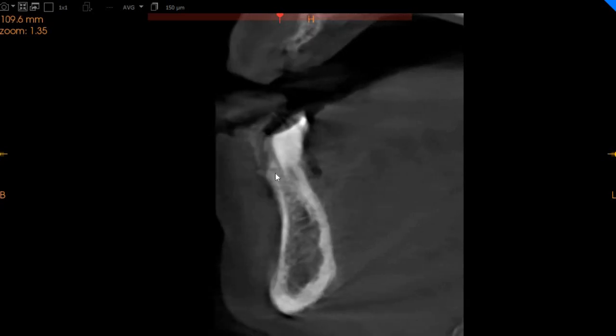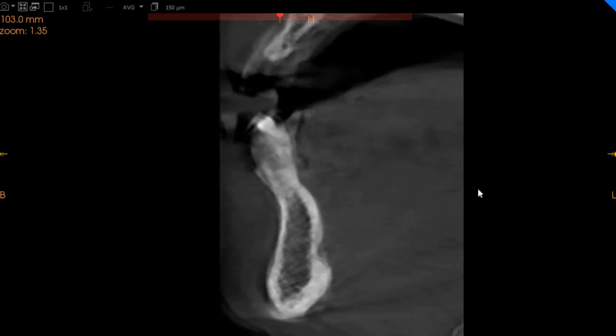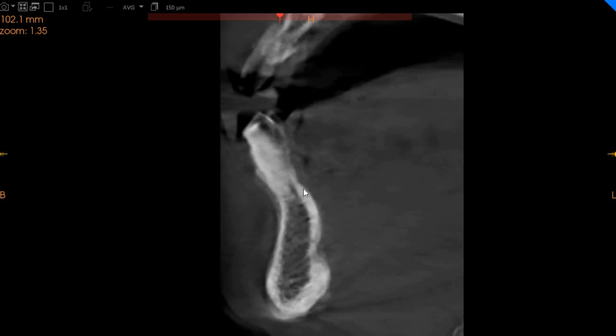Moving to the canine region, again we've got good bone here. Again, if this tooth is extracted, we've got 6 millimeters of width with 14 millimeters of height. The central incisor region, again we've got good bone if the tooth is extracted. Again 5 millimeters of width with good 11 plus millimeters of bone height.